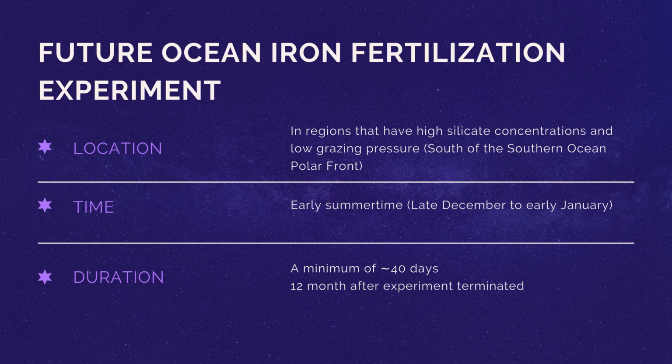The third improvement that we can make is the duration of the experiment. The duration of the experiment should be a minimum of around 40 days. This is to detect the full phase of the phytoplankton bloom, in order to determine accurately the amount of iron-induced particulate organic carbon exported out of the winter mixed layer. We should also monitor post-assessment of the effectiveness, capacity, and risk of ocean iron fertilization for at least 12 months after the experiment is terminated.